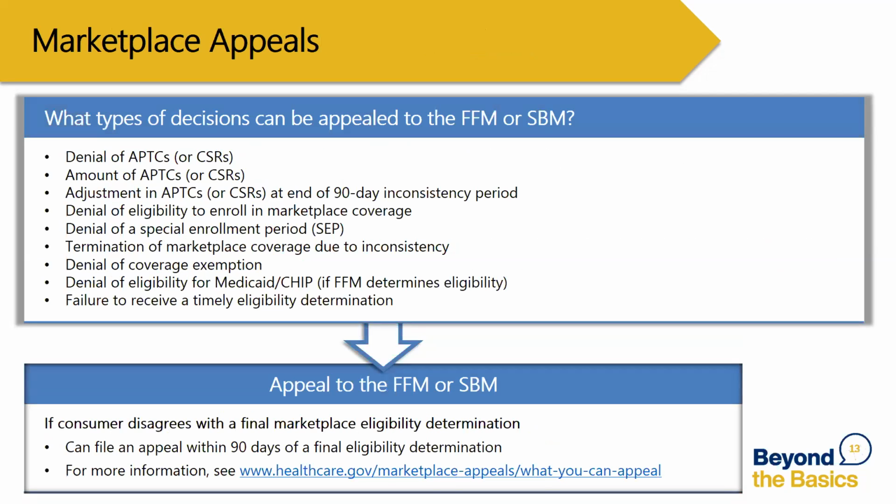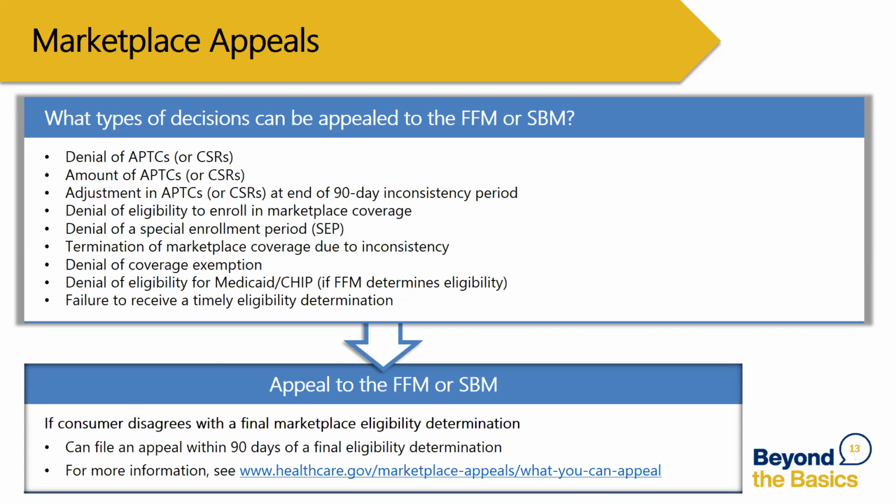So the final bucket, and what we're going to spend most of our time on, are marketplace appeals. And again, these are decisions that are made by the marketplace, whether it's the federally facilitated marketplace at healthcare.gov or it's a state-based marketplace. And again, as you probably know, your state-based marketplaces can have a number of different names. So you might need to look into that and find out where you're getting coverage from.